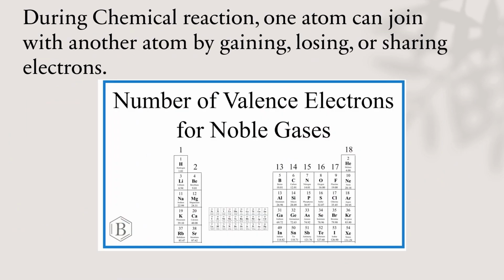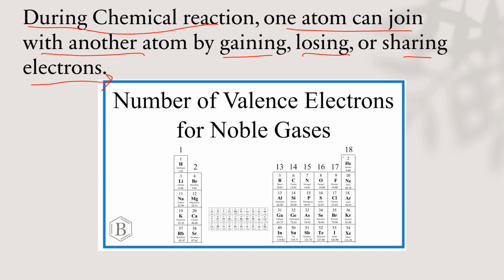During a chemical reaction, one atom can join with another atom by gaining, losing or sharing valence electrons. It means the electrons at the outermost energy level can gain an electron, lose that electron, or share these electrons with the other atom.